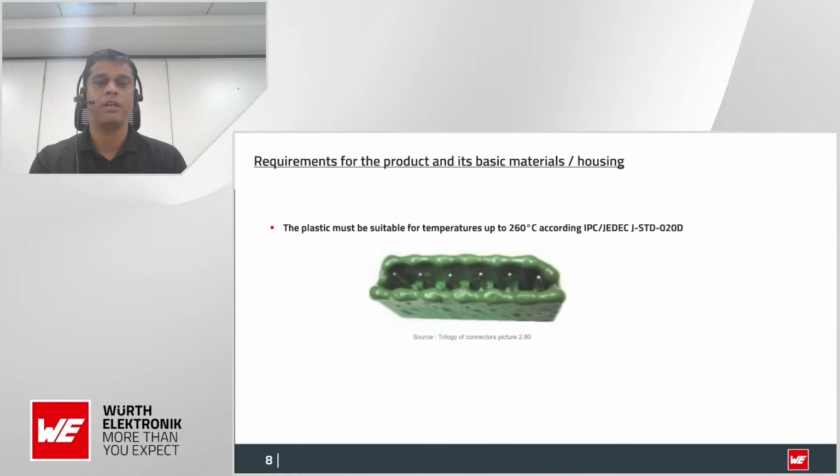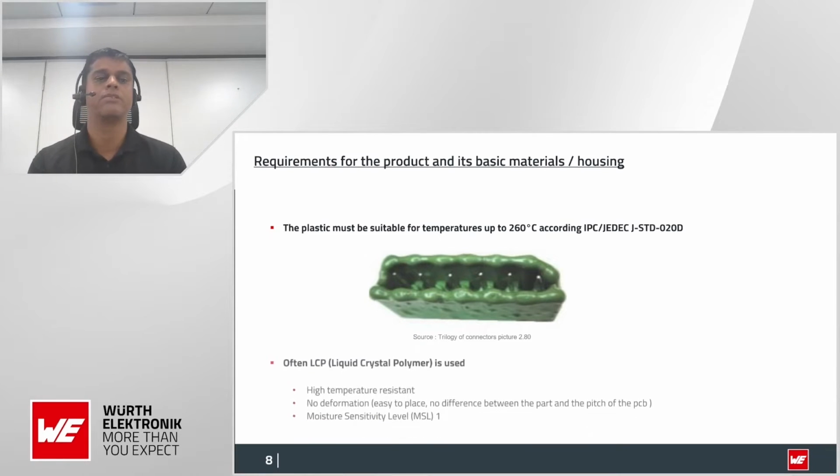Another major limitation on the material side for PA66 and PBT is the operating temperature. As we know, in the reflow process the temperature will exceed 260, between 260 and 285. These polymer characteristics are not defined to be exposed to that kind of temperature. If you expose them to that kind of temperature, you can see melting of the component. So what best material do we need to consider?